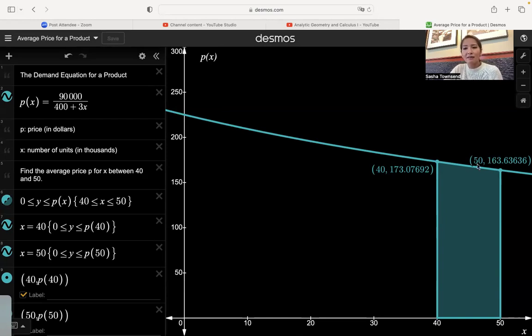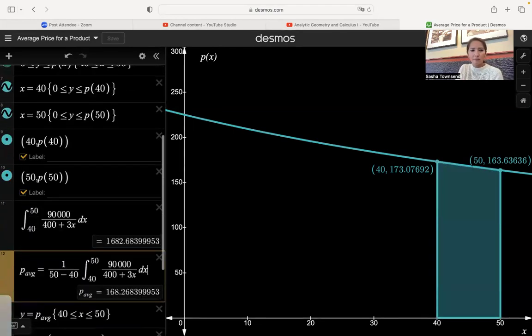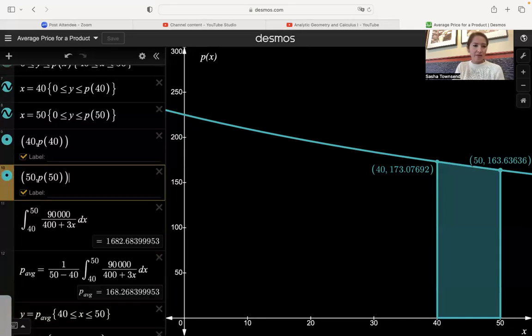$163.64 approximately. We say, okay, well, what is the average price on that interval when we're going from 40,000 units available to 50,000 units available? Well, we find the area under the curve by evaluating the integral. And then we divide by 10, divide by the length of the interval, to get that average price.